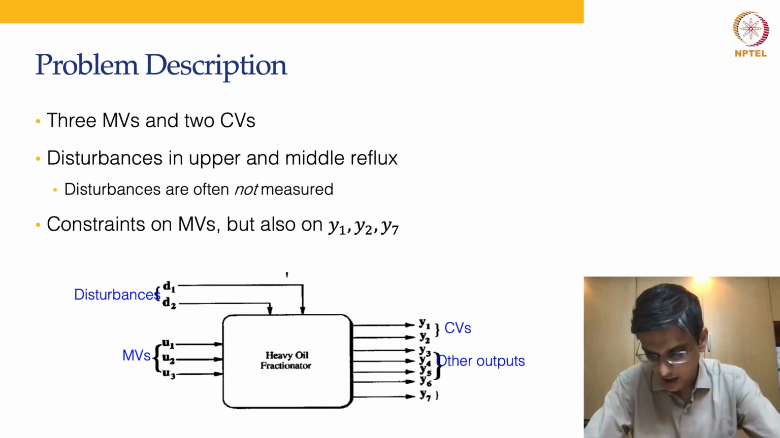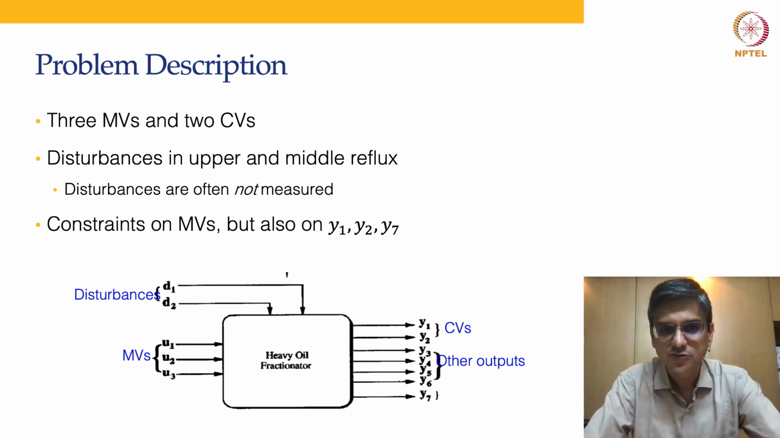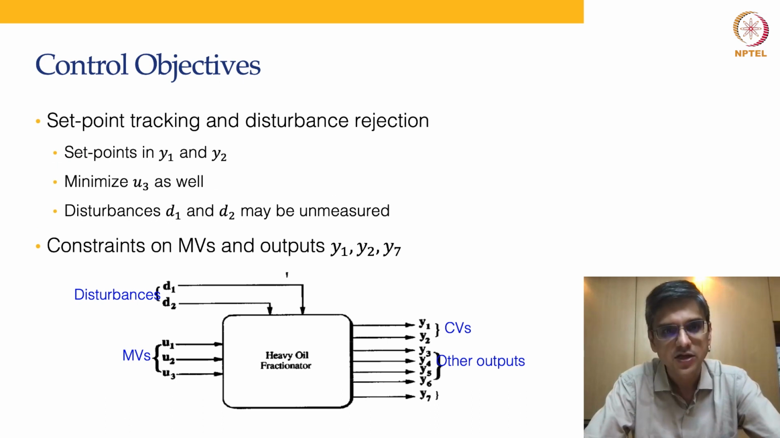Okay. So, as I had mentioned, there are 7 outputs. Y1 and Y2 are the control variables. They need to be kept at the set point. Y7 is what is known as an auxiliary variable, because there is no set point for Y7, but Y7 has to be maintained above a particular minimum value. D1 and D2 are disturbances, and U1, U2, U3 are the manipulated variables. Okay, so as I said, the set point tracking of Y1 and Y2, to minimize U3 as well. Sorry, I forgot to mention that.